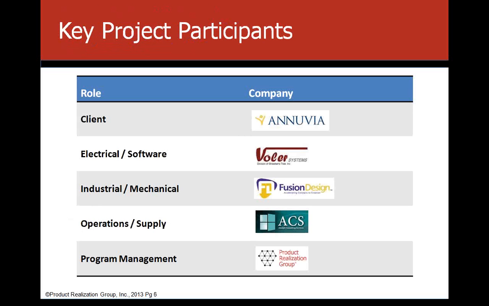In this phase, we had four key participants. We had Micah as a client. We had Volare for electrical and software. We had Fusion Design for industrial and mechanical, ACS for operations and supply chain, and then Product Realization Group was managing the overall project. There were several other players as well, ranging from reliability to manufacturing, prototype support to test development.